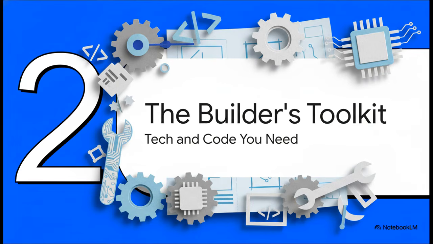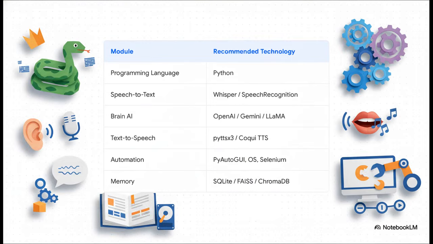Okay, so we understand the architecture, the theory. But let's get practical. What tools do you actually need to build each of those parts? Well, welcome to the Builder's Toolkit. And what's so incredible is that pretty much all these tools are easily accessible. Python is the go-to programming language for this stuff. For the ears, you've got amazing open source options like Whisper. The brain can be powered by models from giants like OpenAI or Google. And for the voice, there are libraries like PyTTSX3 ready to go. You don't need a supercomputer for this, just a laptop and the desire to build something cool.